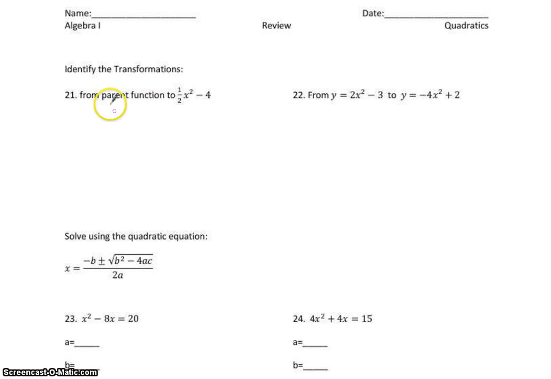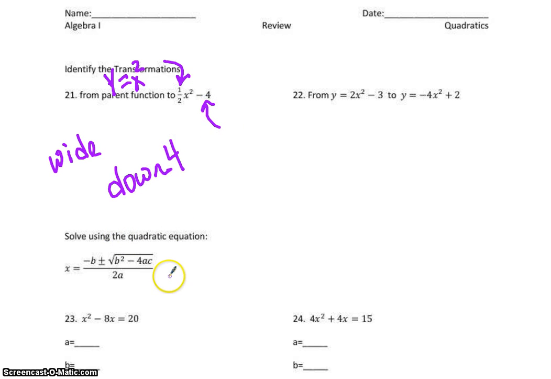Identify the transformations from the parent function. Remember, the parent function is y equal x squared. When you're talking about transformations, you're going to be saying up, down, flip, wide, narrow. Okay, those are the words you're going to use. You're not going to give me numbers unless you tell me how much it moved. So, going from y equal x squared to 1/2 x squared minus 4, the first thing you want to look at is that 1/2. That is going to make it get wide. Then you need to look at that minus 4, and that is going to send it down 4.